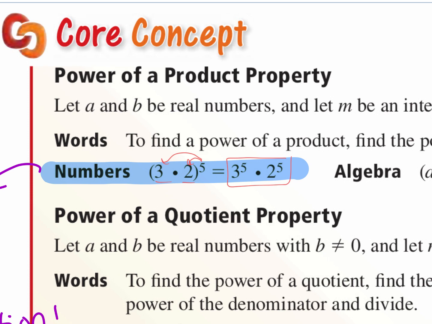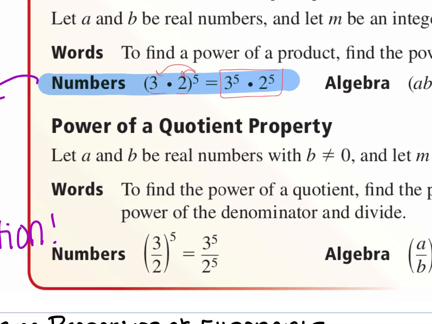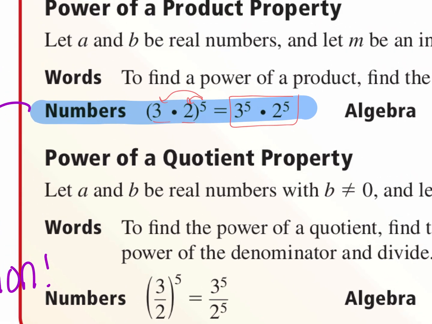It's very similar to distribution. How I usually talk about it is distribution, but I wrote a note for you. It is not distribution. We're technically not supposed to be calling it distribution, because distribution is when that number's in front of the parentheses. Do you agree? This one's a little bit different.